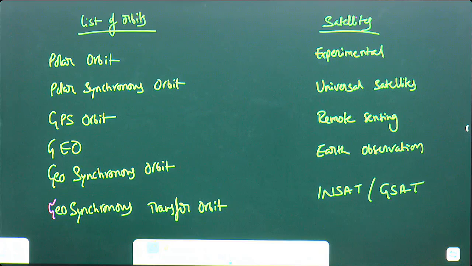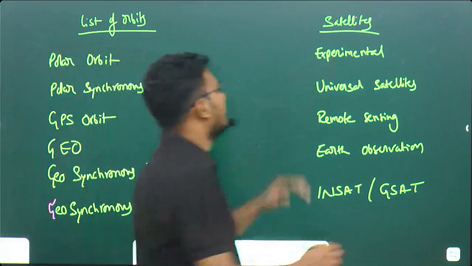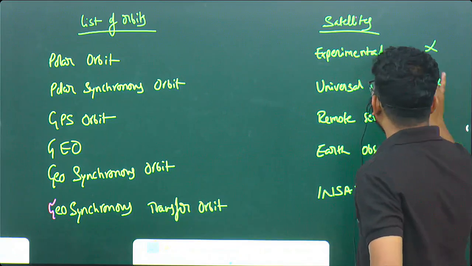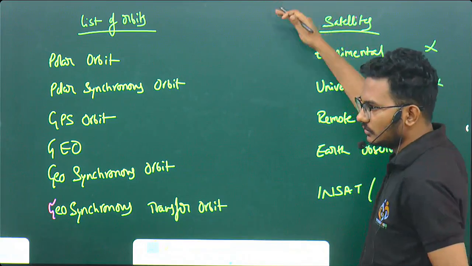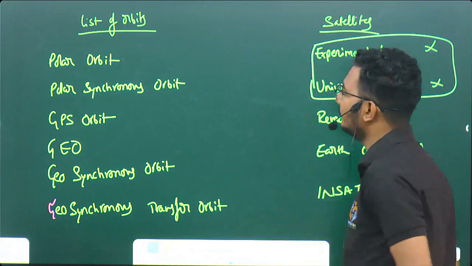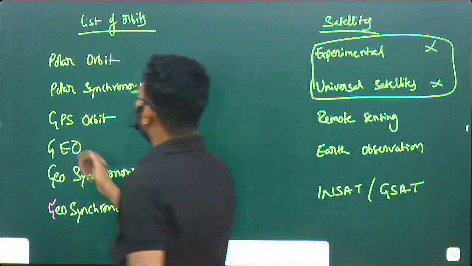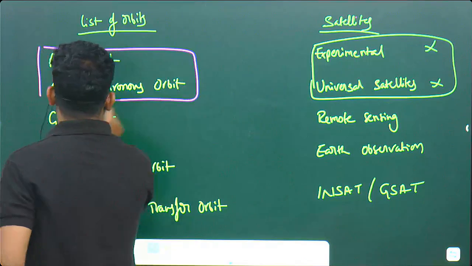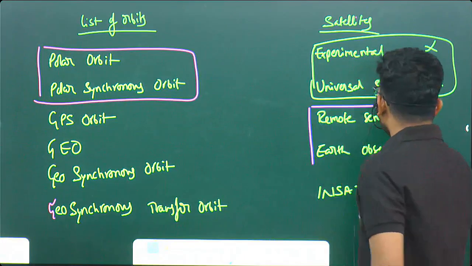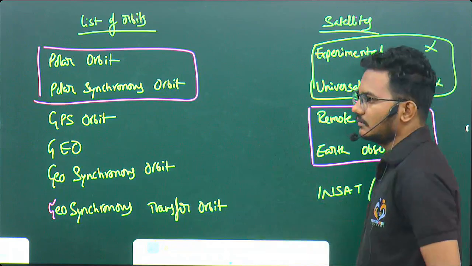These are just experimental satellites. So here we are not going to read about this. And this also, before we used to use. Now we are not using. So let's keep them aside. Remaining, see, polar orbits, polar synchronous orbit, remote sensing and Earth observation satellites.